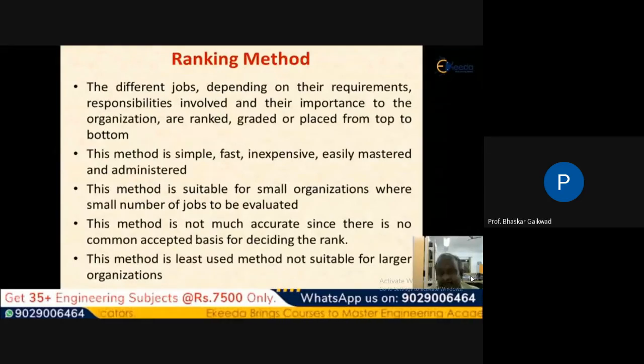And there is no basis of comparison. For example, in a machining area, I might say the operation done by a lathe is more important. It's just a rough idea, not an accurate one. So as a person, I decide which is the high-worthy job. So this is obviously not usable for larger organizations. It's a very simple, direct ranking of jobs based on the requirements and importance.